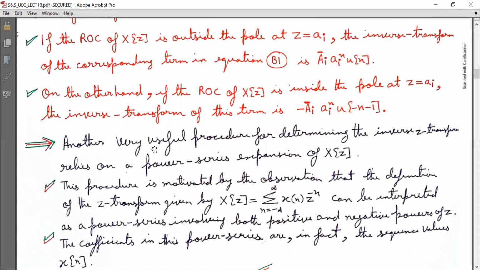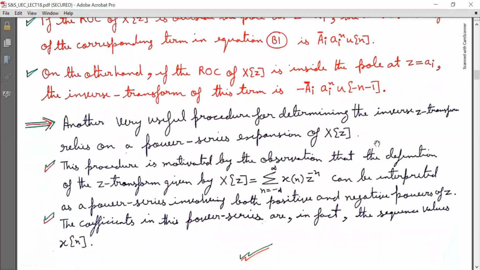Another very useful procedure for determining the inverse Z transform relies on a power series expansion of X(z). This procedure is motivated by the observation that the definition of the Z transform, X(z) equal to summation n running from minus infinity to infinity x[n] z raised to minus n, can be interpreted as a power series involving both positive and negative powers of z. The coefficients in this power series are in fact the sequence values of x[n].